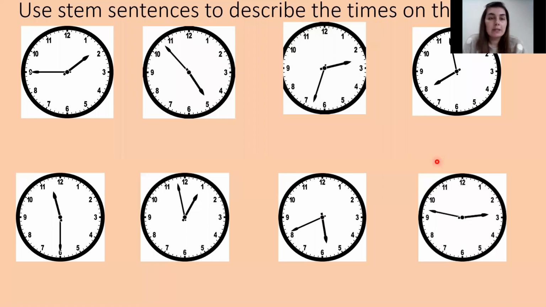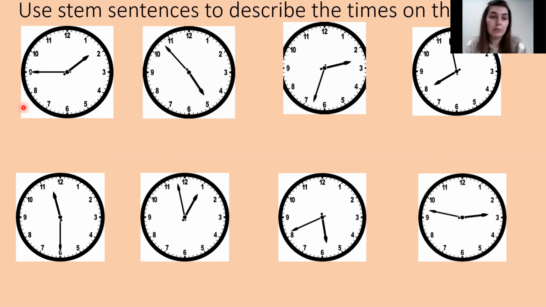So your activity today is to use STEM sentences to describe the times on the clocks below. So I'm going to do the first one with you. My hour hand is pointing just before the 2. So I know that it is 1. And then my minute hand is on the 9, and I've seen this a couple of times already today to know that it is 45.